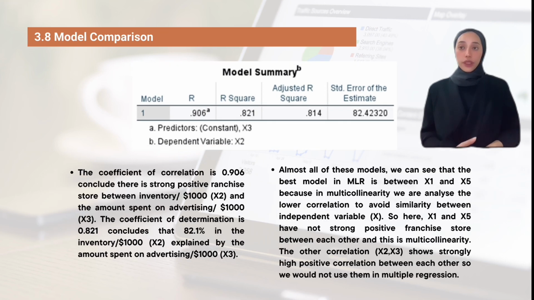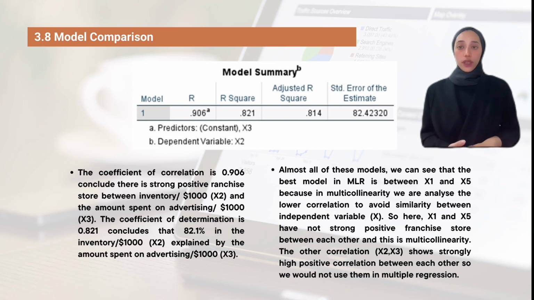Next, based on the model summary above, the coefficient of correlation is 0.906. We conclude there is a strong positive relationship between inventory per $1,000, which is x2, and advertising spending per $1,000, which is x3. The coefficient of determination is 0.821. It concludes that 82.1% of the inventory per $1,000, which is x2, is explained by the amount spent on advertising per $1,000, which is x3.